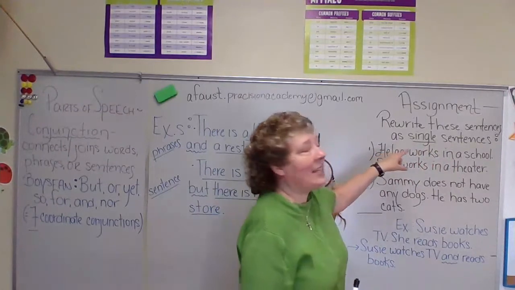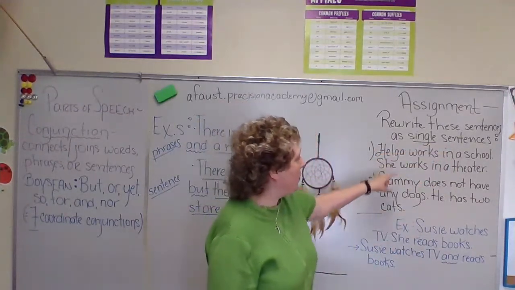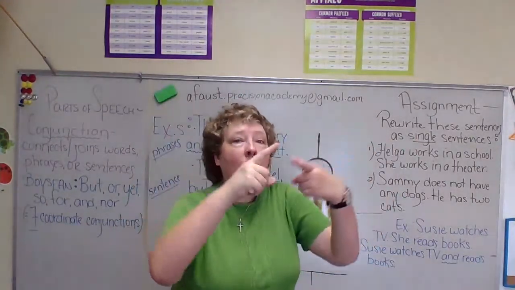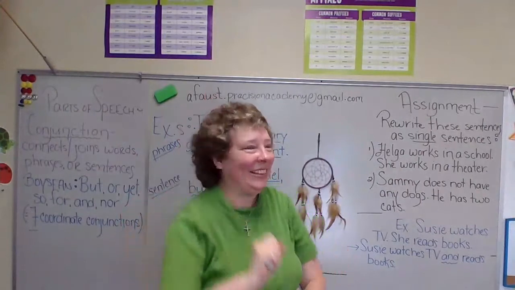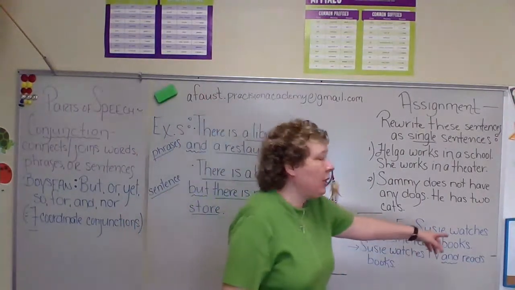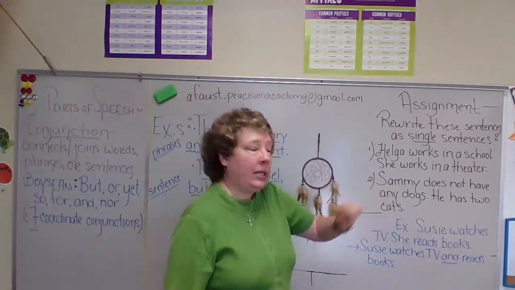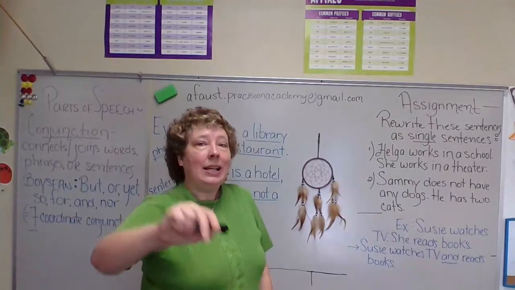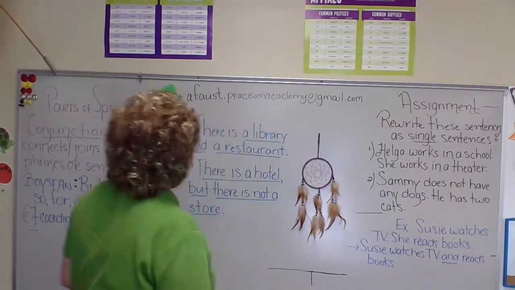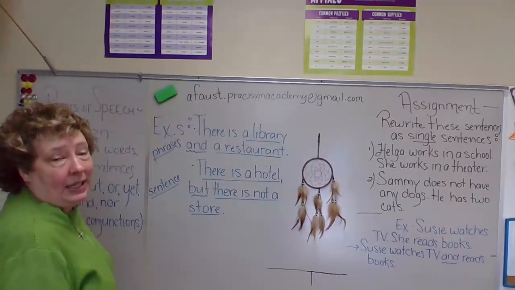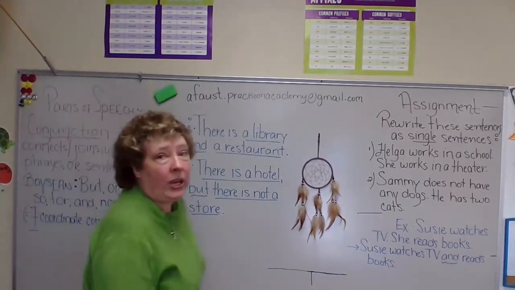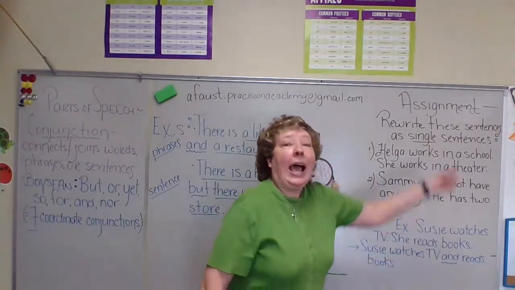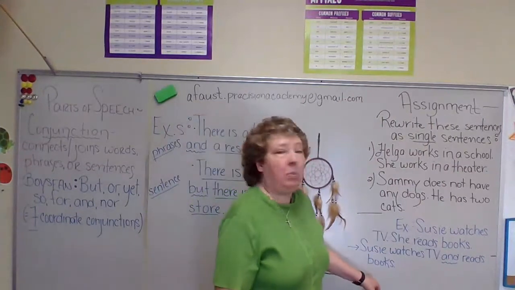These sentences as single sentences. There are two. See, each one has two. Make it into one, not two. It now needs to be one only. Only one. Okay. Here's an example. Susie watches TV. Period. She reads books. Period. Two sentences. Make it one. So connect. We're looking at conjunctions. How can you connect the two so it's one? Susie watches TV and reads books.